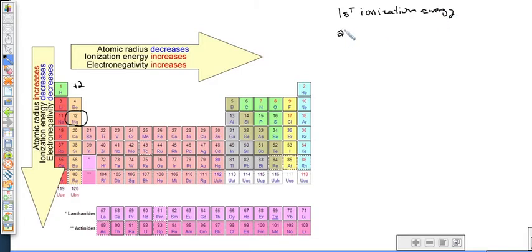Or you can remove electron number 2. That's called a second ionization energy. Or 3, and so on. So third, fourth, right, fifth.